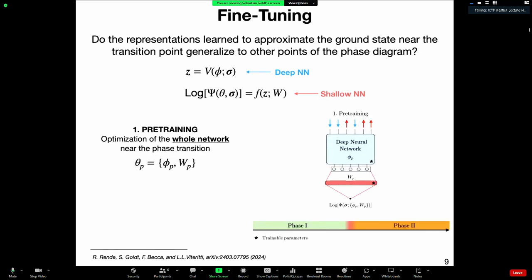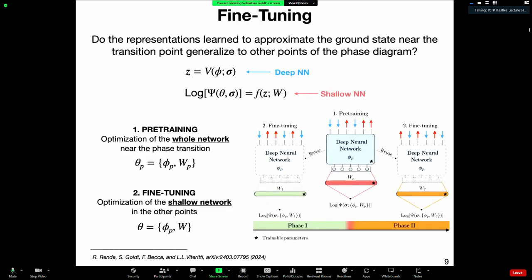So what we did is to pre-train the full network close to the phase transition of a given physical model, since we expect that this is the most expressive point to construct the feature. Then we fix the parameters of the deep neural network, so we fix the representation in the feature space, and then we just perform the fine-tuning at the other points of the phase diagram, optimizing only the parameters of the shallow network. So the question is if this representation is good enough to construct a good approximation of the ground state also at other points of the phase diagram, starting from the feature close to the phase transition.